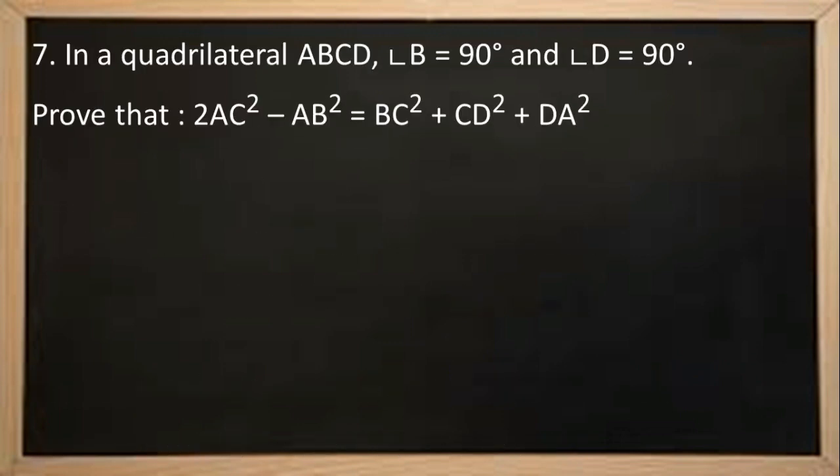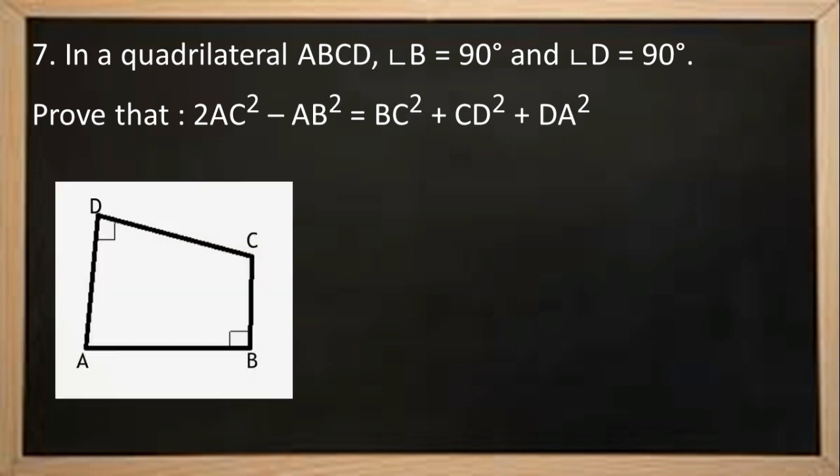Question number 7. In a quadrilateral ABCD, angle B is equal to 90 degree and angle D is equal to 90 degree. Prove that 2AC square minus AB square is equal to BC square plus CD square plus DA square. As the diagram is not given, let us consider the diagram of quadrilateral ABCD. A quadrilateral means only one property, that is it has 4 sides, 4 angles and 2 diagonals.